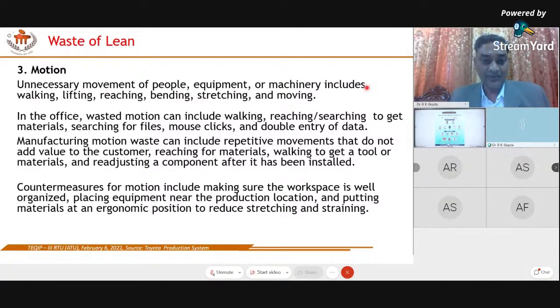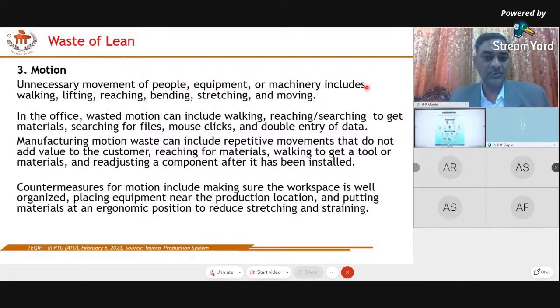Another part is the sitting position. During the same assembly, if a worker is sitting, how he is sitting, that posture is more important, right? So unnecessary movement of people, or of the equipment, or of the machinery includes walking, lifting, reaching. Reaching means towards the material, towards the machine, right?